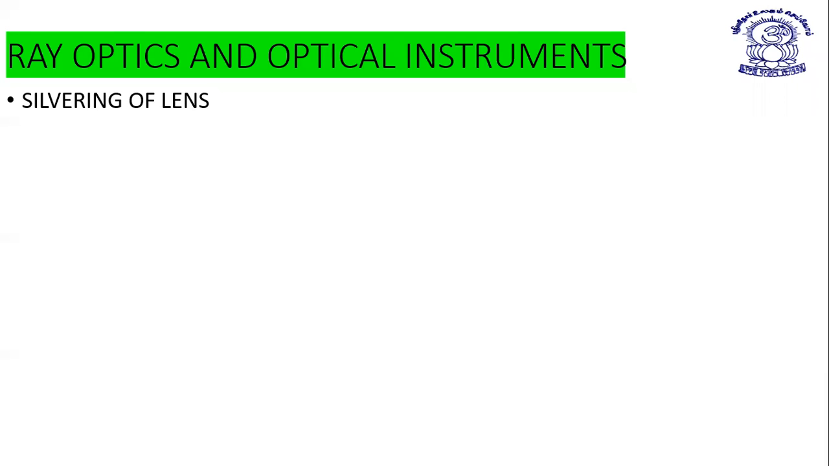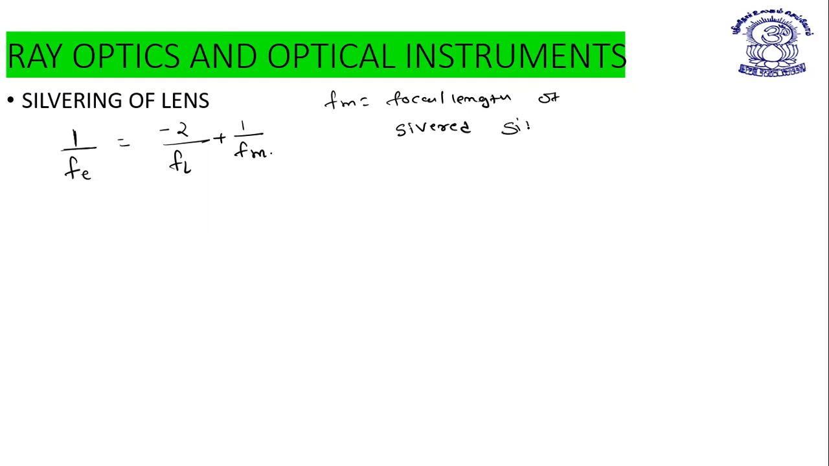So if any one side of the lens is silvered, then the effective focal length of the resulting mirror will be 1/Fe = -2/Fl + 1/Fm. Here Fm is the focal length of the silvered side and Fl is the focal length of the refracting side.